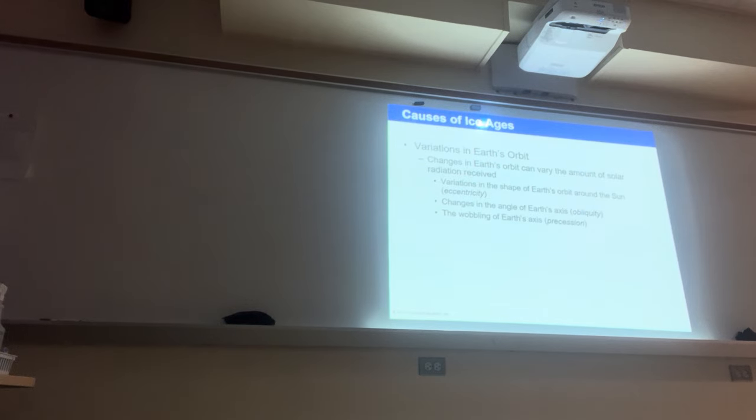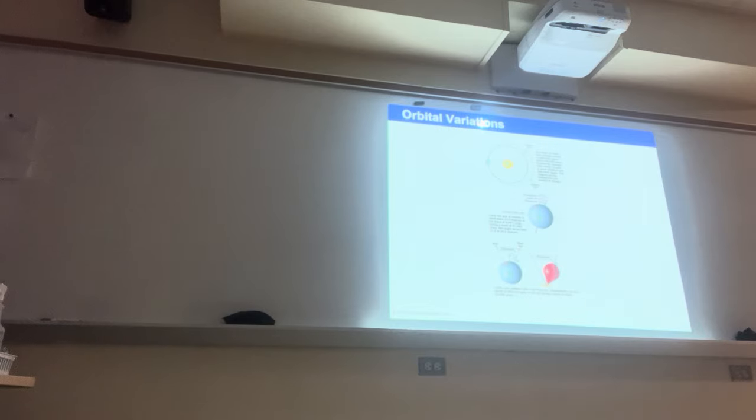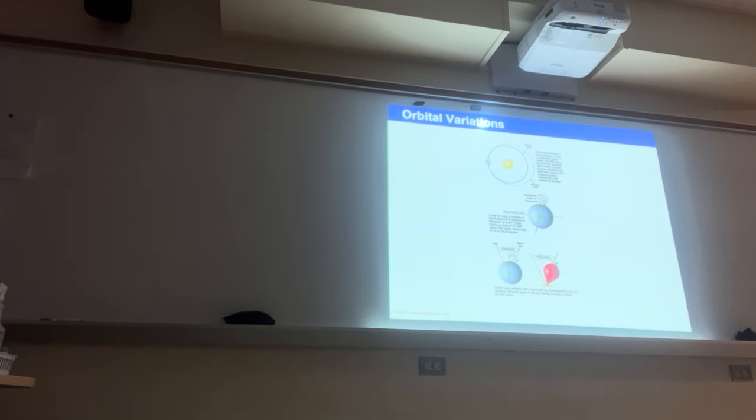Because of this, we can have changes in solar input, solar radiation, which affects temperature, which then in turn affects ice ages. And these are all the pictures that I just showed you with my hands. So the top one, this cycle takes about 100,000 years. It goes from nearly circular to slightly more elliptical, then back again. This diagram is really exaggerated to just show you the idea. It's not that dramatic of a shift.